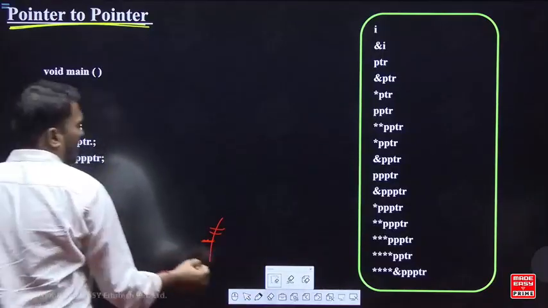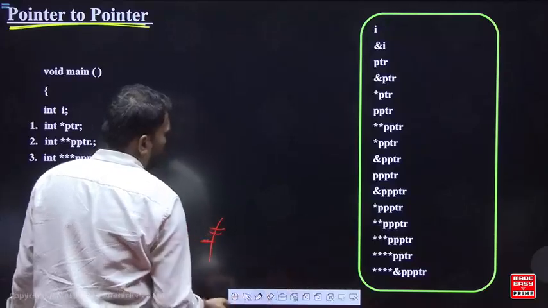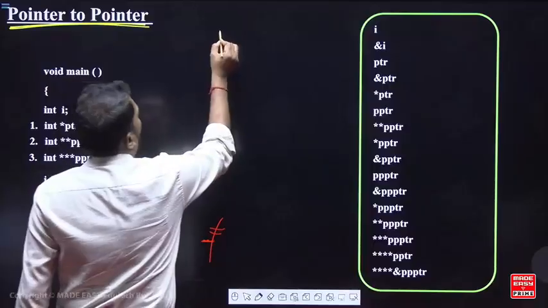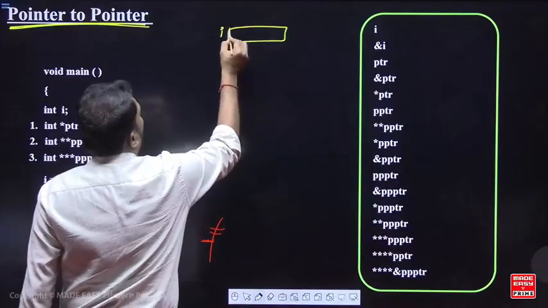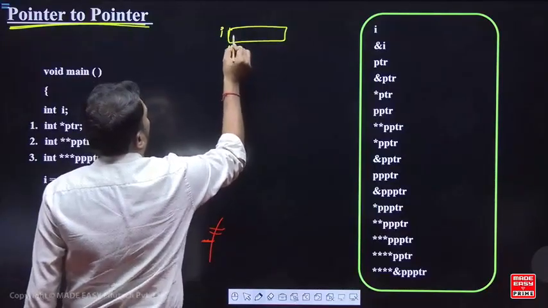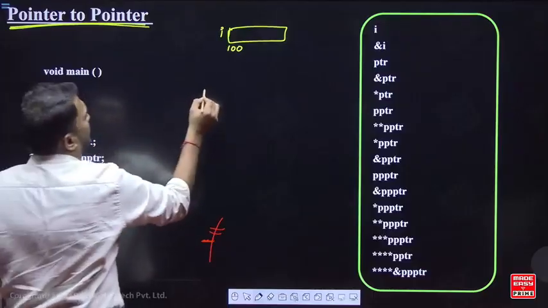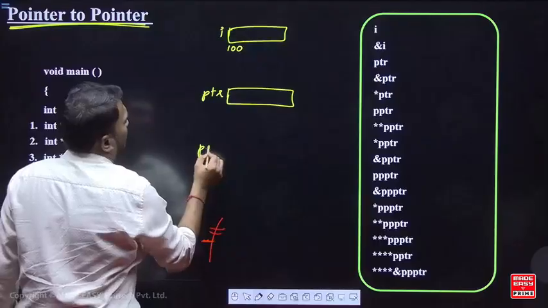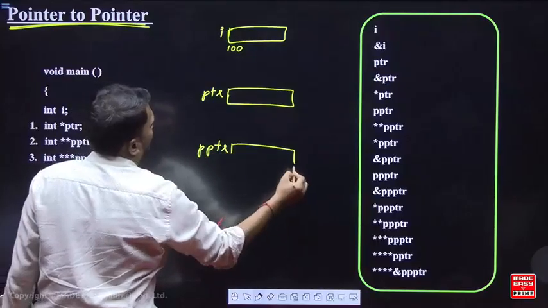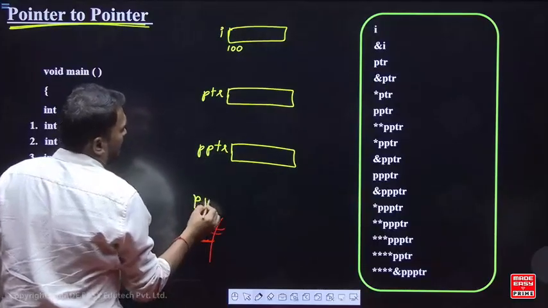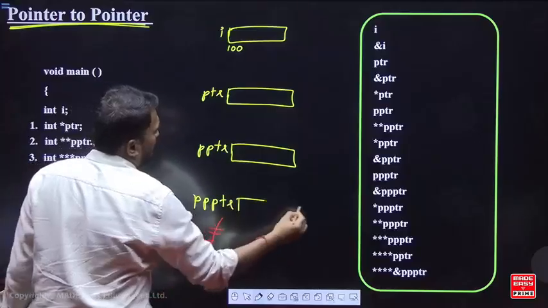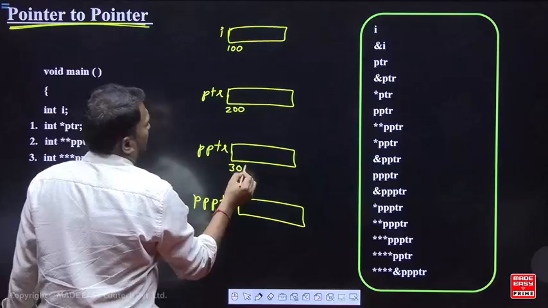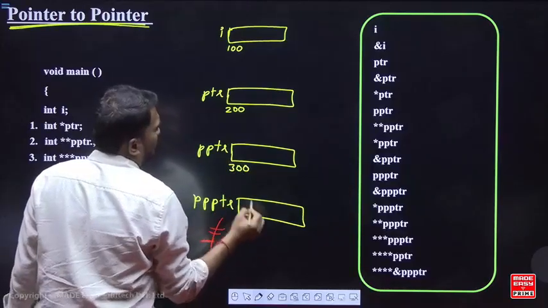Okay, so I am just removing that, so just listen here. Understand carefully, first how you are going to declare the variables: integer I. So I, you are having some address, and next you are having PTR, and next you are having PPTR. Let's say this is having address 100, this is having address 200, this is having address 300.